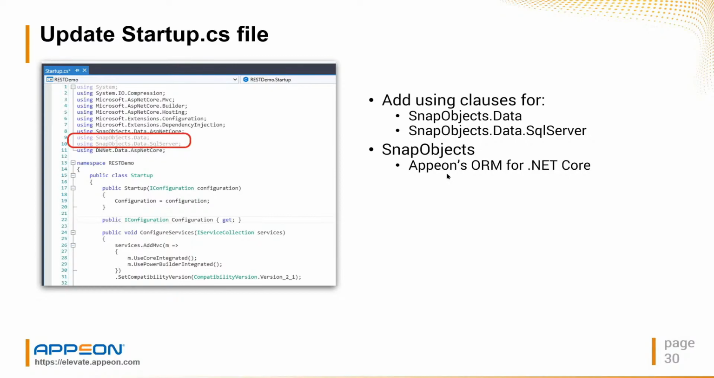There's a number of these. There's NHibernate, which is the .NET equivalent of Hibernate in Java. The Entity Framework is the other big one in the .NET world. That's the one from Microsoft. The Appeon argument is that SnapObjects is faster and easier to use than Entity Framework, and it's also open source.